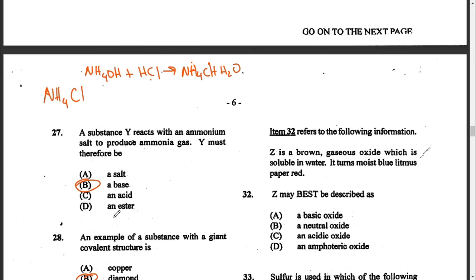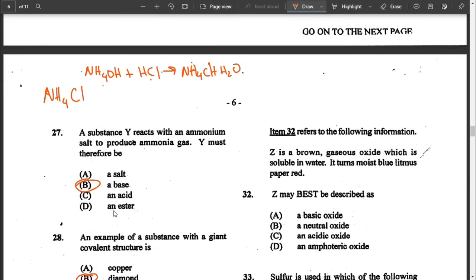Item 32 refers to the following information. Z is a brown gaseous oxide which is soluble in water. It turns moist blue litmus paper red. It means that it is an acidic oxide.